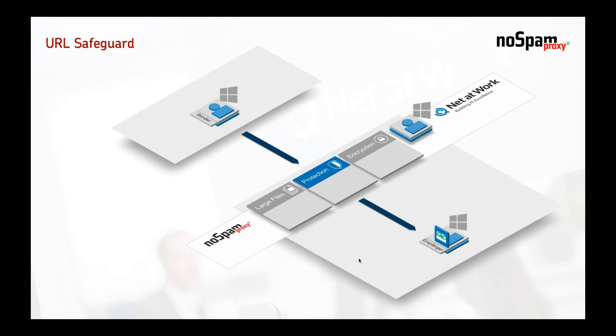Then we can drop the connection and give the user an information: hey, it's not a good idea to open this URL. We stop the connection now. And every time he clicks on the link, the link is again checked, which makes it way safer than to forward the email with the original URL.